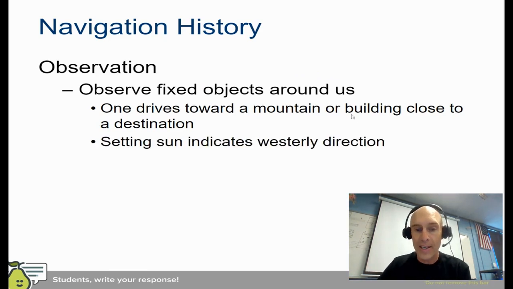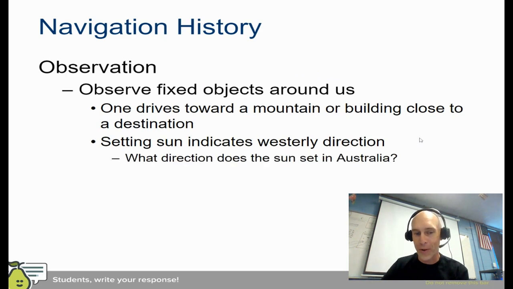The setting sun indicates a westerly direction, so that was oftentimes used. So, a quick question for you: what direction does the sun set if you're in Australia, the southern hemisphere? Well, it sets in the same place, all right? The sun still rises in the east, sets in the west. Doesn't matter if you're in the northern or southern hemisphere. Trick question, or maybe not.